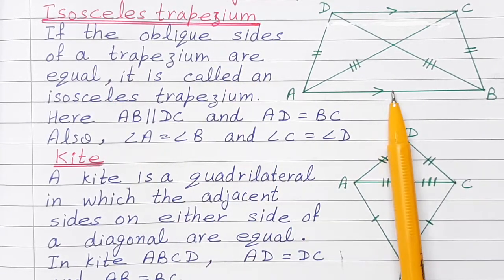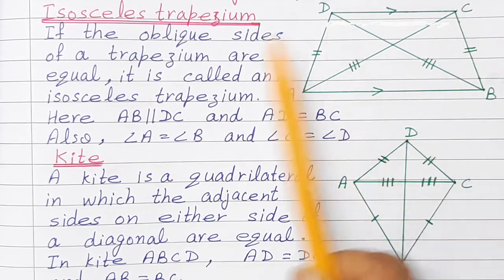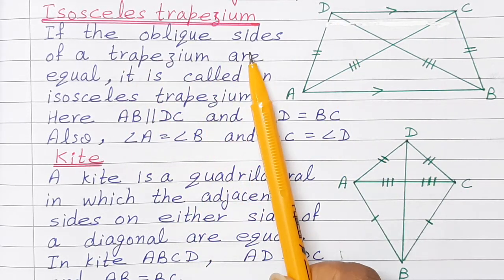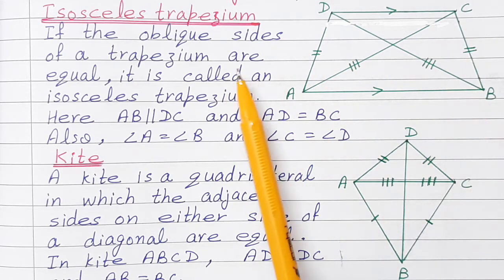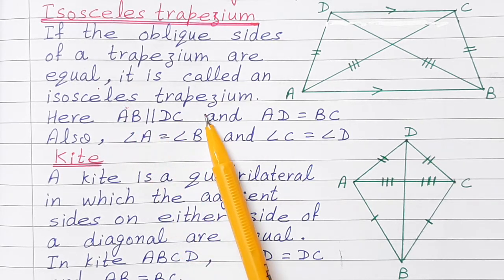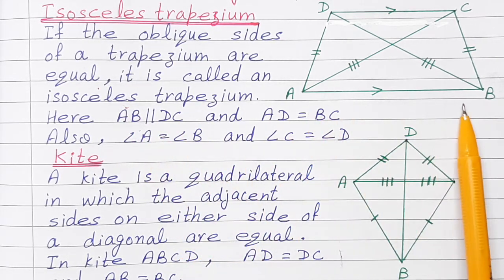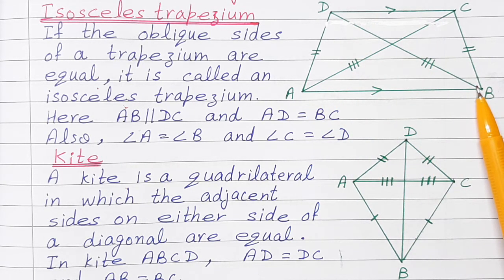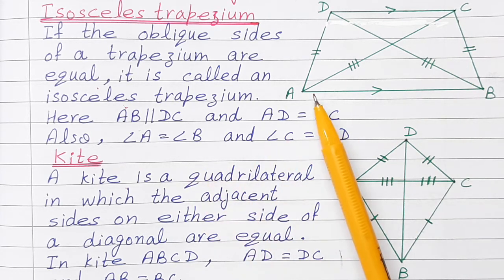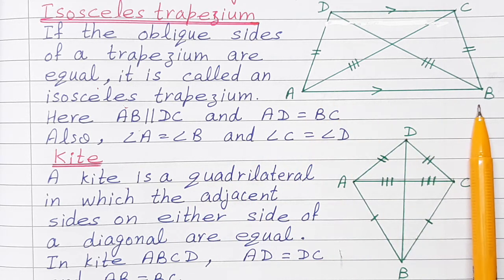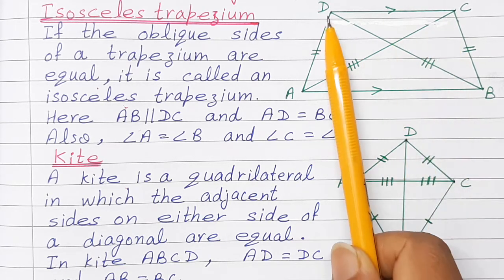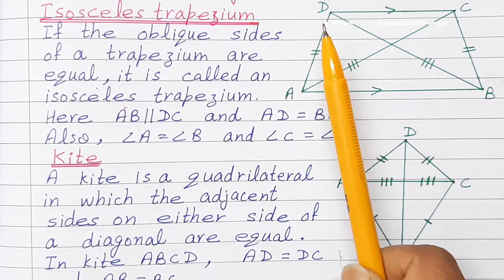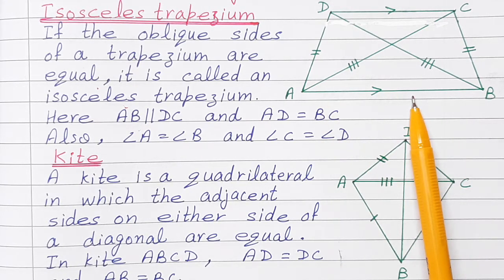So, in a trapezium ABCD, if the oblique sides, that is AD and BC, are equal, it is called an isosceles trapezium. Here, AB is parallel to CD and AD is equal to BC. Also, angle A is equal to angle B and angle C is equal to angle D. So children, this is an isosceles trapezium. I hope it is clear to everyone.